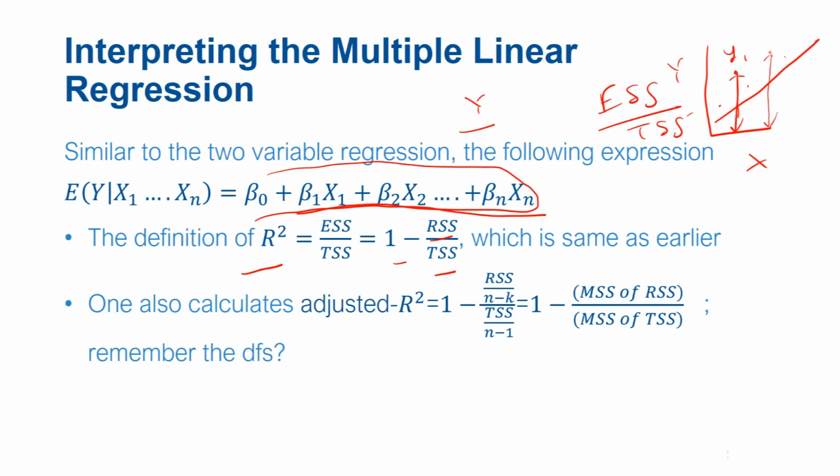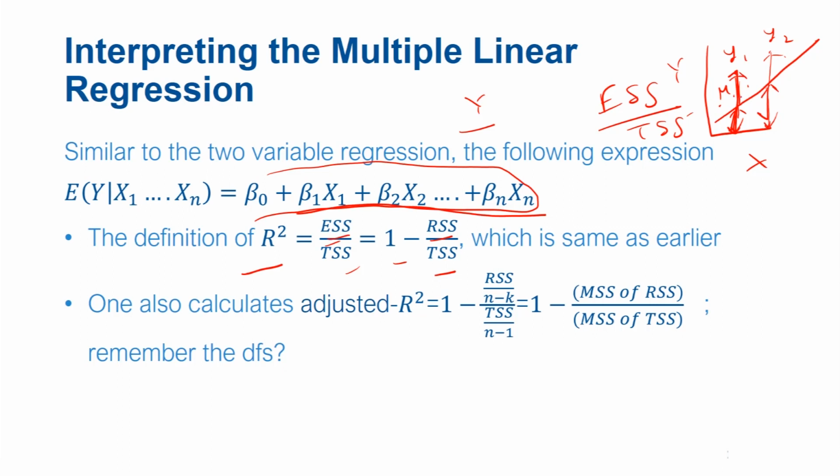The sum of squares of these total yi's will be the total sum of squares. However, this much part is explained. This much part is the explained part. So the squares of these distances would be the explained sum of squares, and this is the unexplained part. These are the error terms. So this is the unexplained or residual sum of squares.